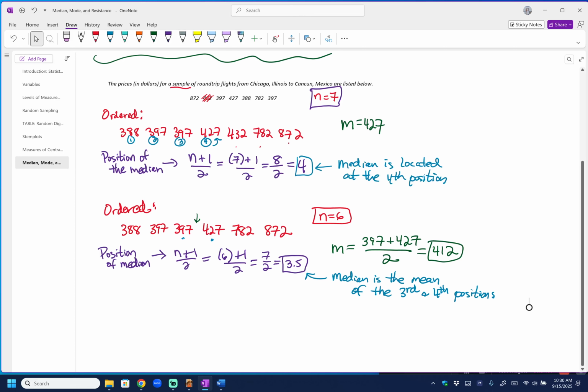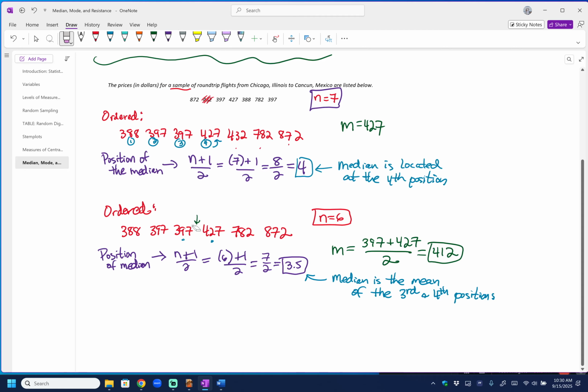So again, if we look at this and go, okay, this is the first position, second, third, and fourth, the third and the fourth are the two positions we're talking about. So we need to take the mean of these two values. Well, we already did that. It's 412, of course. But that is another way to think about it.